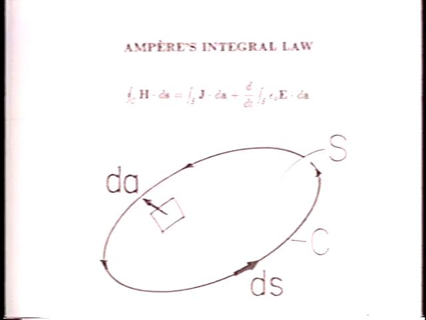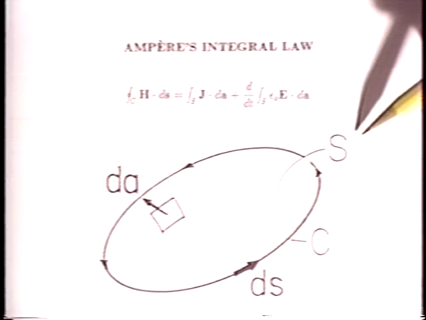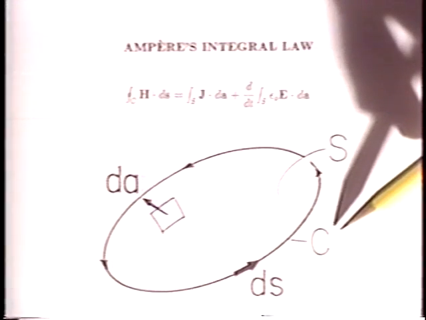We have demonstrated the relationship between current through a surface S and magnetic field intensity integrated around the contour C given by Ampere's integral law.